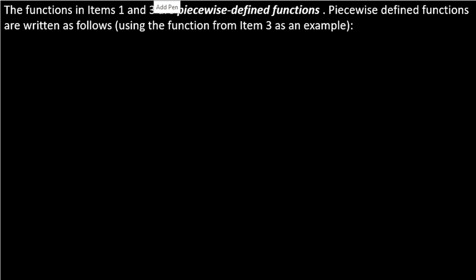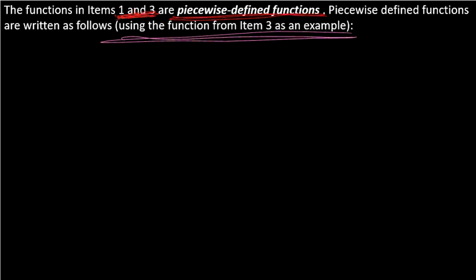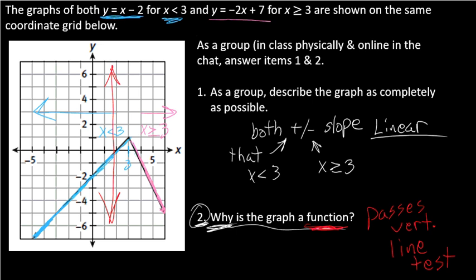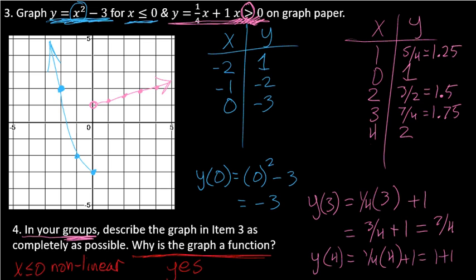So the functions that we looked at in items 1 and 3 are called piecewise defined functions. Okay, they're piecewise defined functions. So let's look at the function from item 3 as an example. The function from item 3 was this one. Actually, no, it wasn't. It was this one. I'm an idiot.